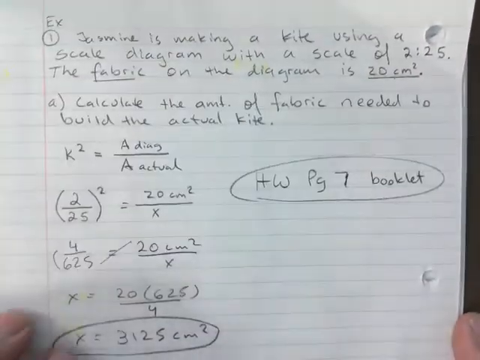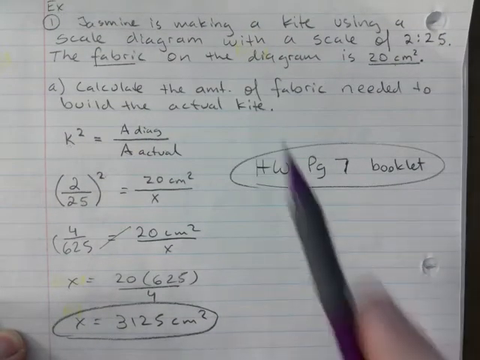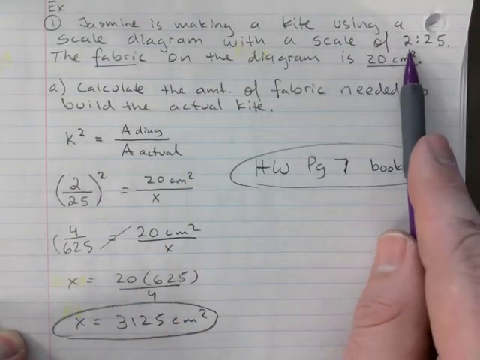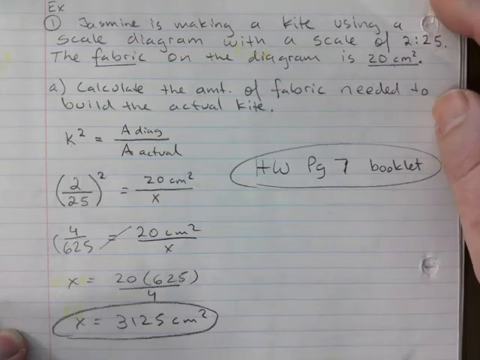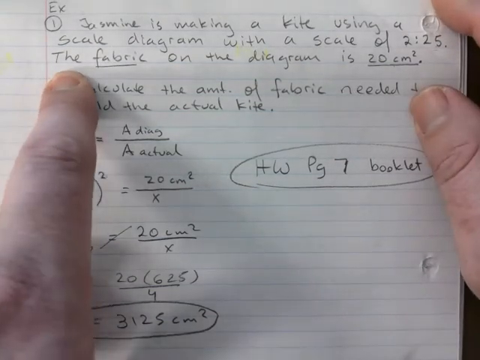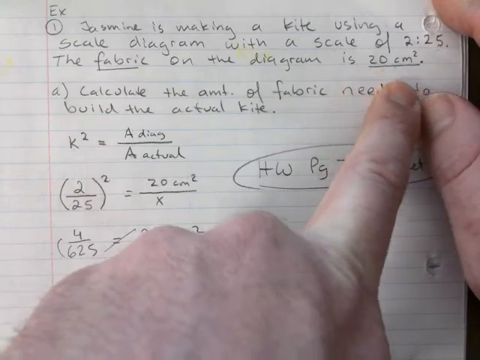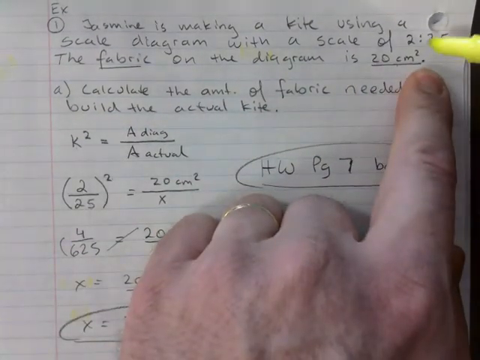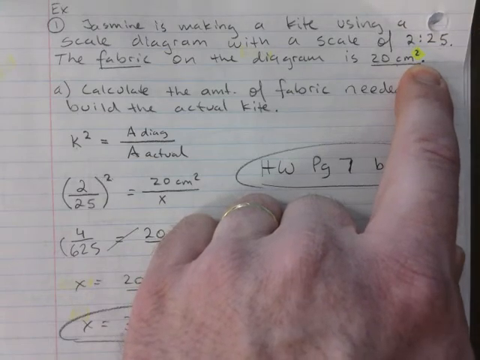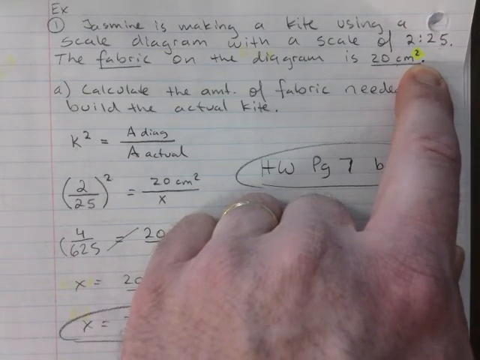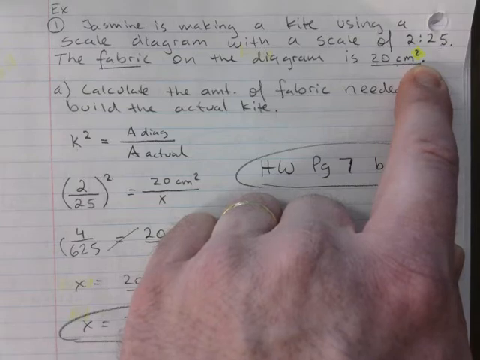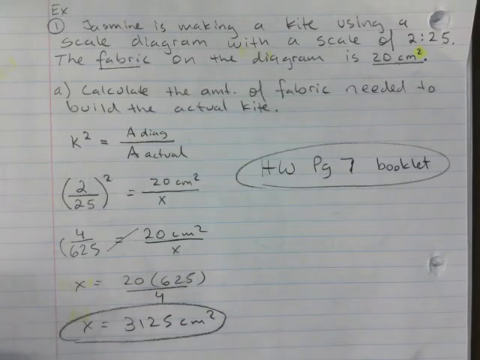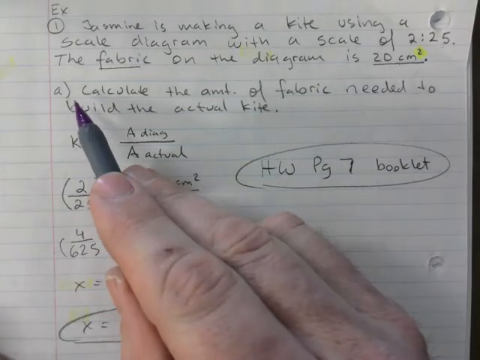And so then we had this word problem here. Jasmine's making a kite using a scale diagram. And in this particular case, we're given a scale. No units though, that's great. The fabric on the diagram is 20 centimeters squared. Maybe I should have done this on Friday, but when you see squared units, you know you're in areas, it's 2-dimensional. That should really ring a bell there. It's not just going to be as straightforward as the other ones.